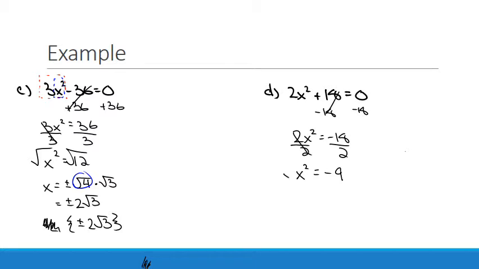Then I want to get rid of the squared term. I want just x, so I take the square root, and hopefully you notice a bit of an issue here. We can't take the square root of a negative number. Can't do it. Why? Because there is no number times itself that'll equal negative 9. So there is no answer in this case. Now, if there's no answer, you can write it a couple different ways. The first thing we can do is just have the empty set.